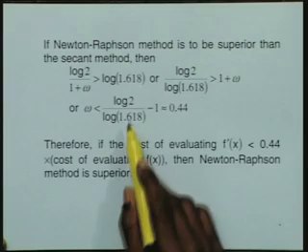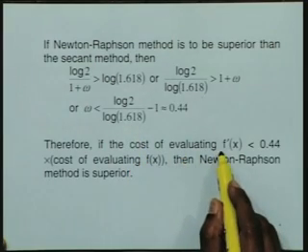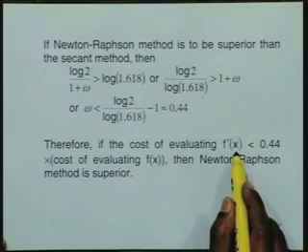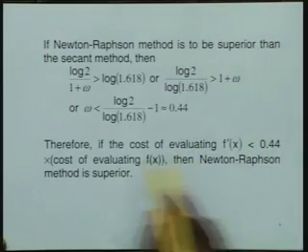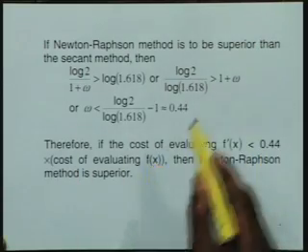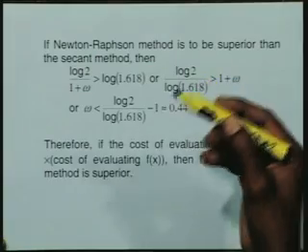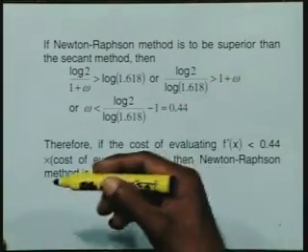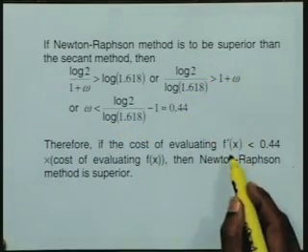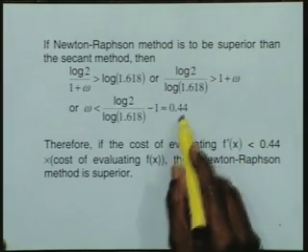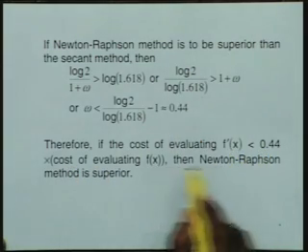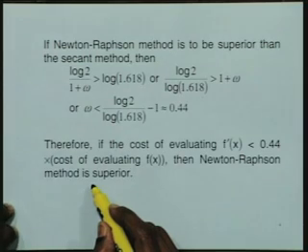Therefore from this we can conclude that if the cost of evaluating f dash x is less than 0.44 times the cost of evaluating f x, we said earlier we normalized it so that the cost of f x is 1 and the cost of evaluating f dash x is omega. Therefore, if the cost of evaluating f dash x is less than 0.44 times the cost of evaluating f x, then the Newton-Raphson method is superior.